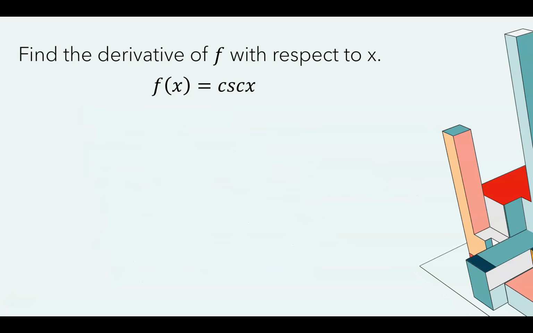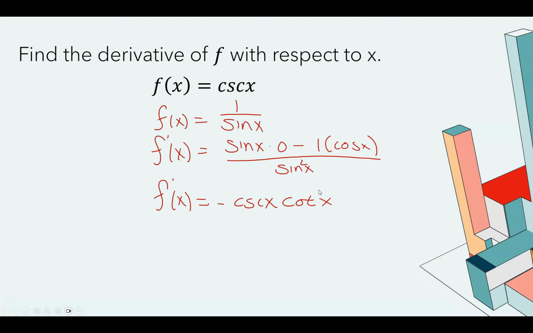How do we find the derivative of cosecant? We, of course, write cosecant as 1 over sine, do the quotient rule. The derivative of a quotient of two functions is the denominator sine times the derivative of the numerator, derivative of 1 is 0, minus the numerator 1 times the derivative of the denominator, derivative of sine is cosine, all over the denominator squared. And let's see. Sine times 0 is 0. 1 over sine is cosecant. Cosine over sine is cotangent. So we end up with the derivative of cosecant is negative cosecant cotangent.